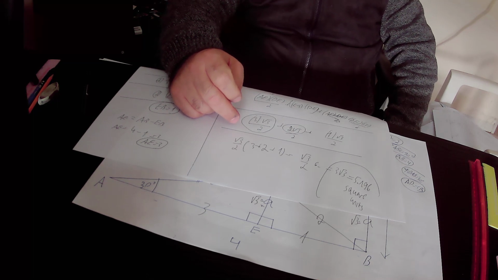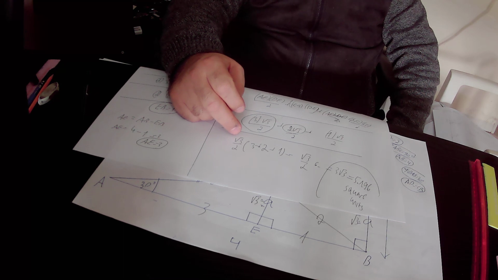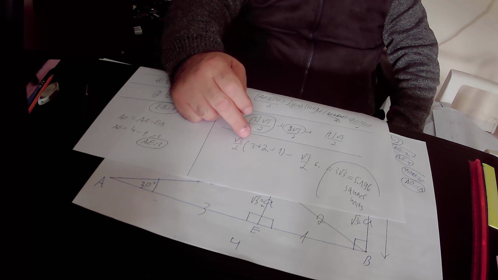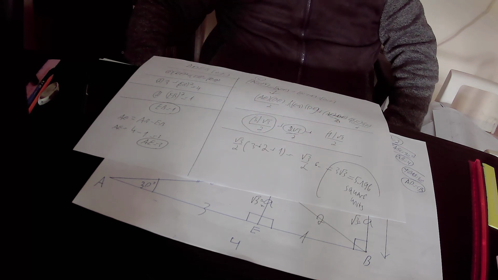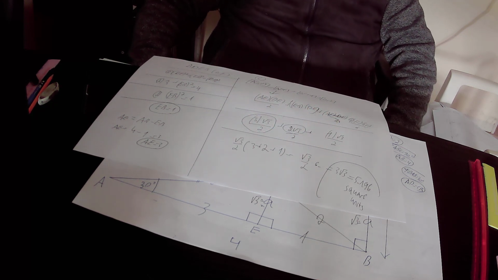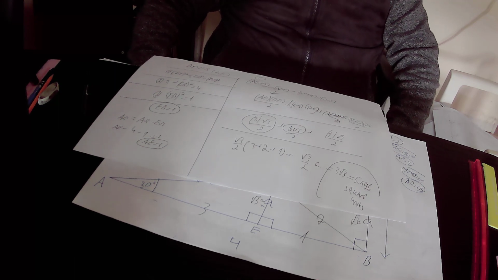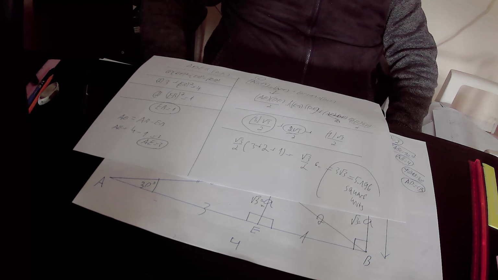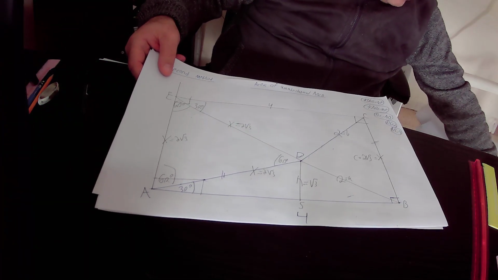In conclusion, the area of quadrilateral ABCD equals square root of 3 over 2 times the bracket. 3 plus 2 is 5, 5 plus 1 is 6, and 6 over 2 is 3. So in conclusion, the area of quadrilateral ABCD equals 3 times square root of 3 units, or in terms of numbers, it equals 5.196 square units. So we finished with the first method. Then I presented to you how to find out the area of quadrilateral ABCD using the second method.